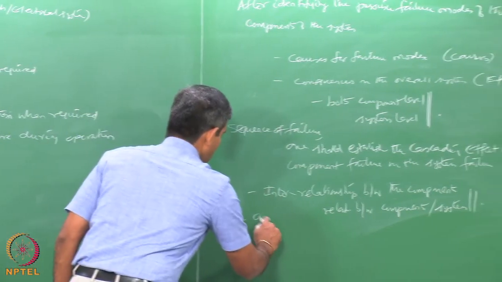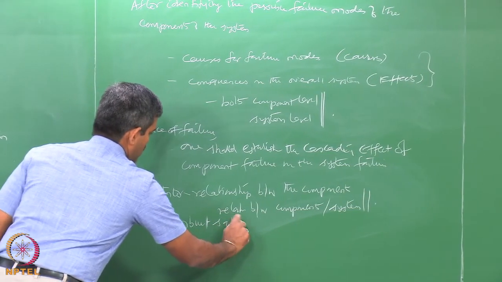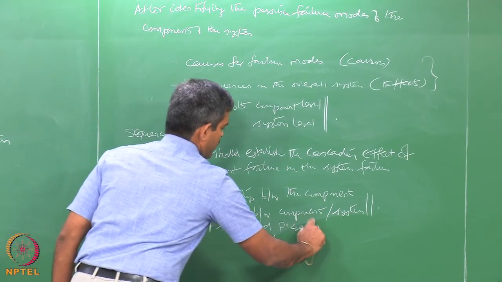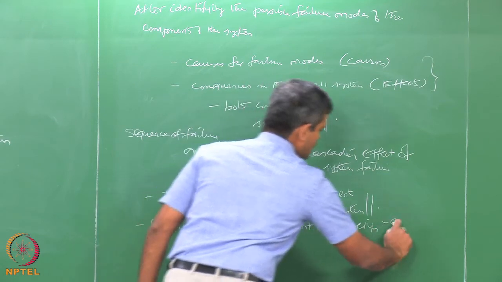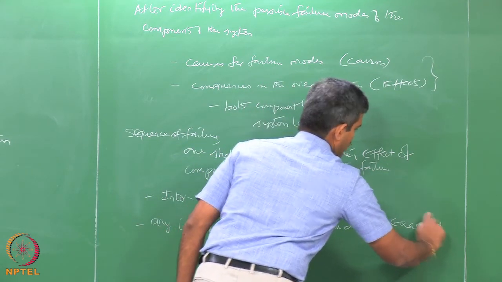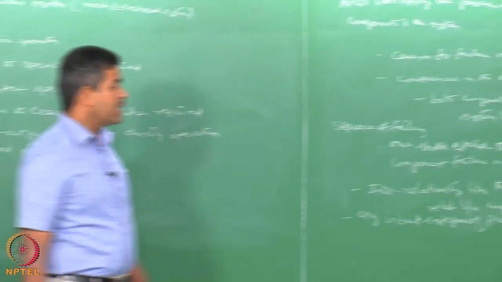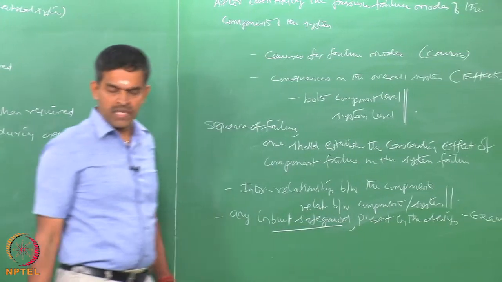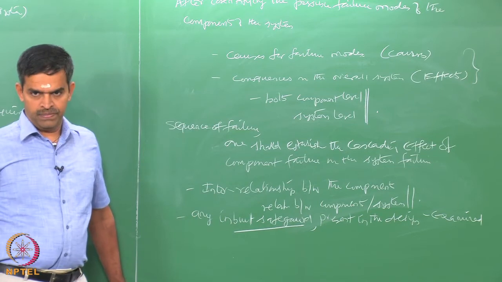So, any inbuilt safeguard present in the system should also be examined. Now, this will be helpful to really identify any component where inbuilt safeguard is present, then that component will not be in the priority of failure.